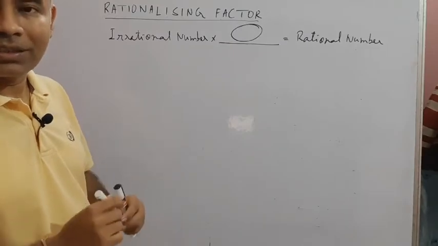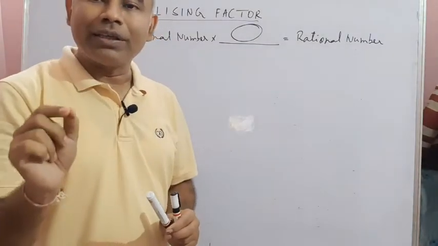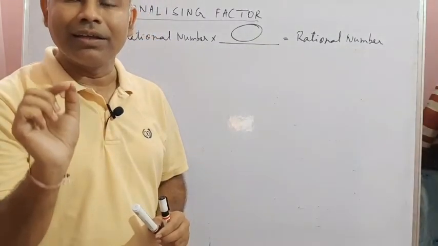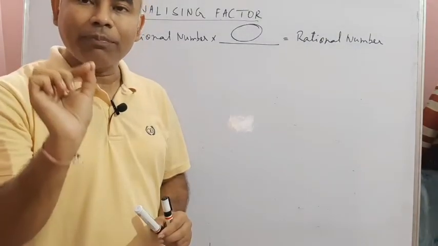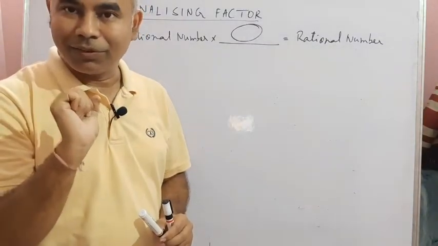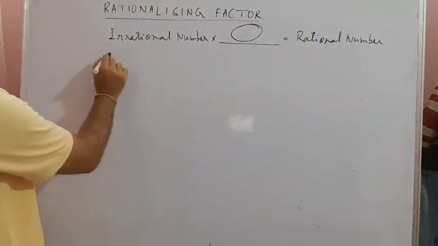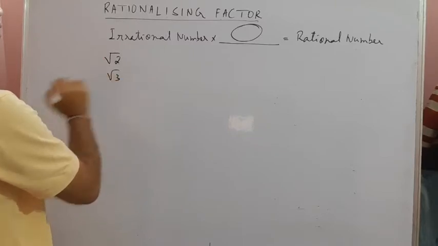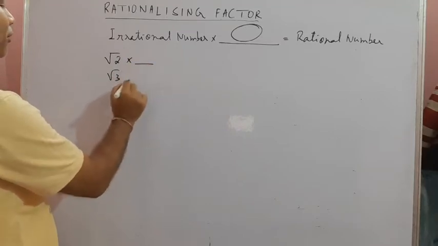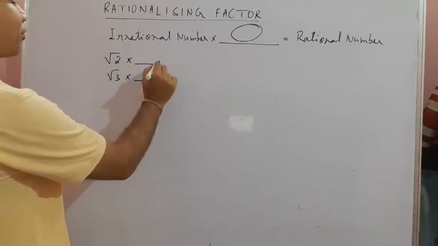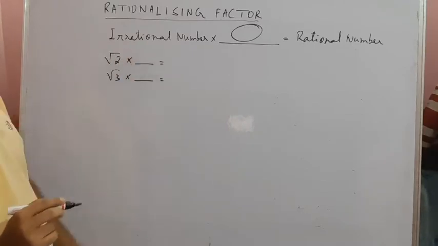So let us discuss this topic now. In my video on irrational numbers, I gave some examples. The square root of every prime number is irrational. That's why root over 2 and root over 3 are irrational numbers. Now, what do we need to multiply root over 2 or root over 3 by so that it becomes a rational number? That will be its rationalizing factor.